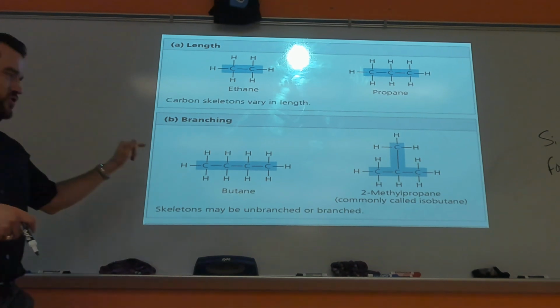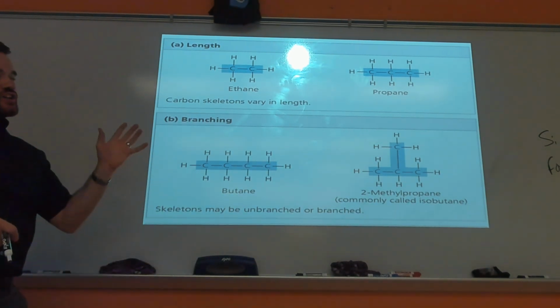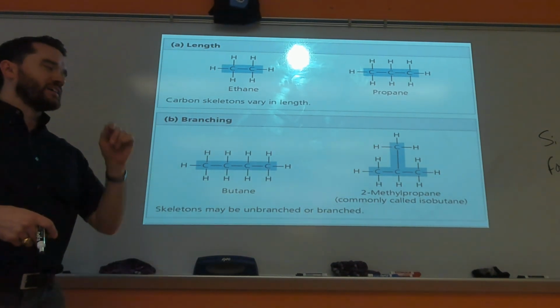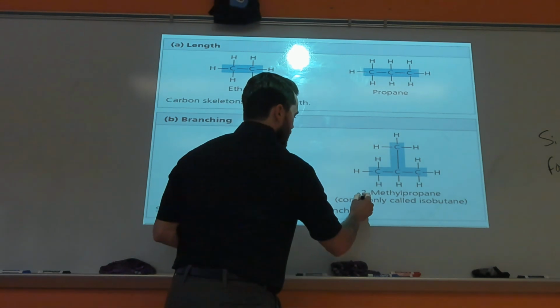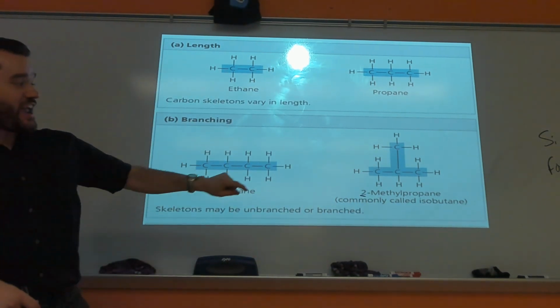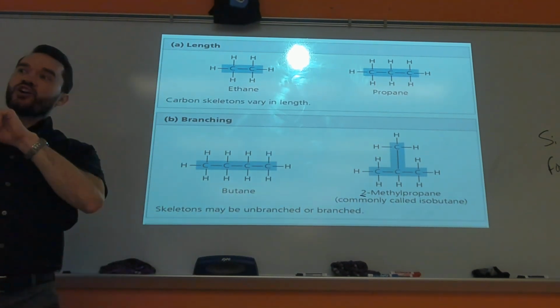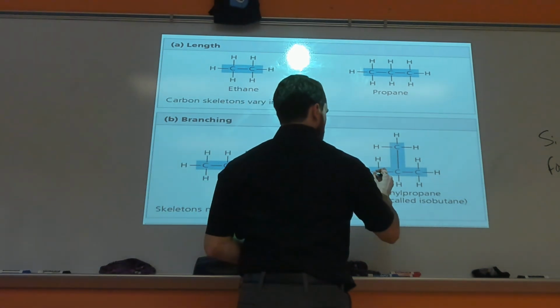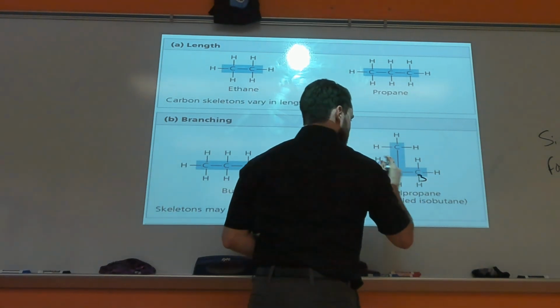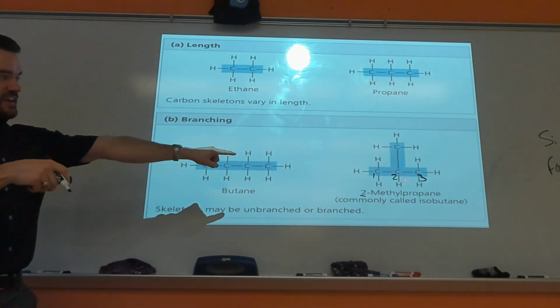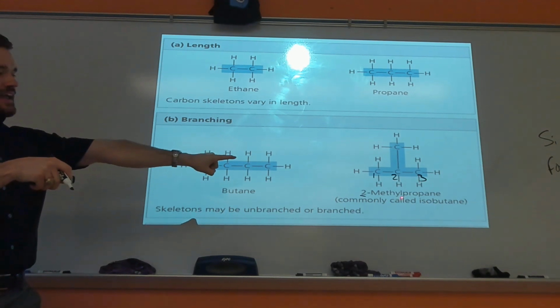They make you learn how to name all this stuff. You don't have to name it, but just real quick, the 2 is referring to where the chain is starting. It's starting at the 2nd carbon. You number the carbons going 1, 2, 3, that way. So the chain is starting at the 2nd carbon.